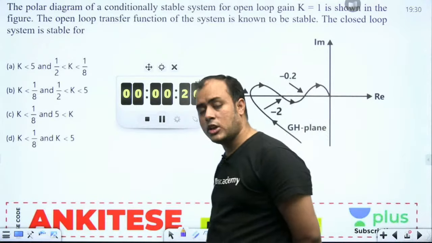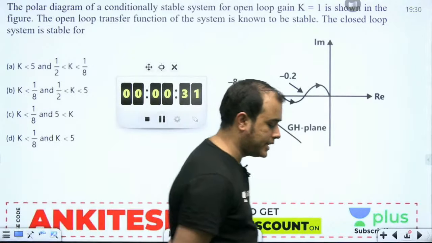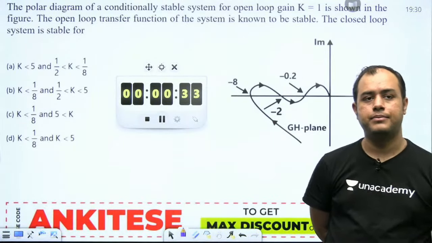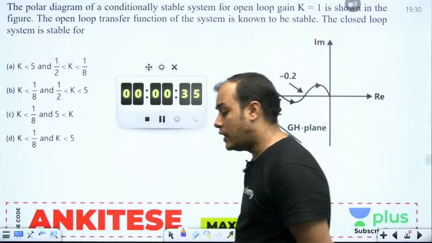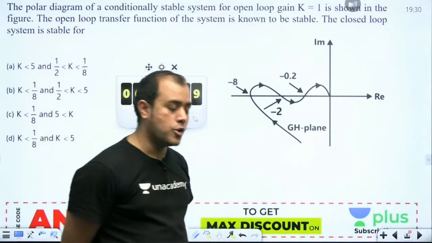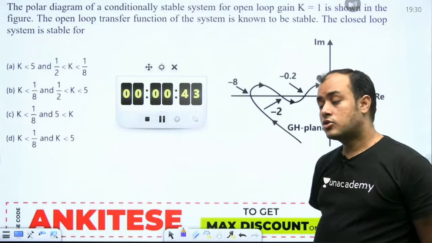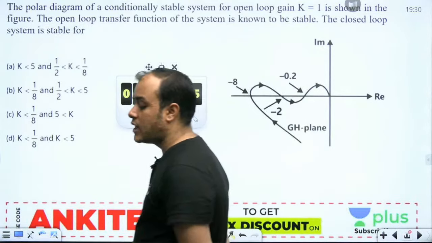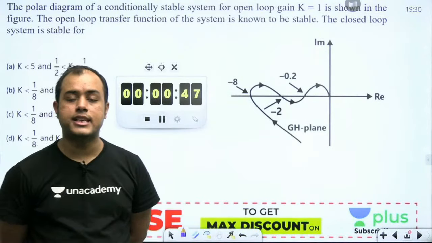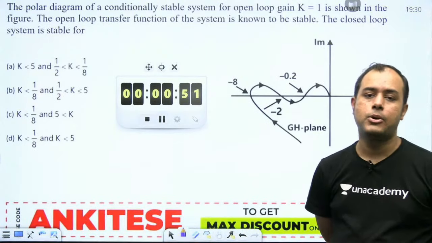Karthik is asking, if the open loop system is unstable, can the closed loop be stable? Yes, Karthik, it can be stable. Even if the open loop system is stable, the closed loop can be unstable. If the open loop is unstable, the closed loop can also be stable. So just from whether the open loop system is stable or unstable, you can't talk about the closed loop stability.